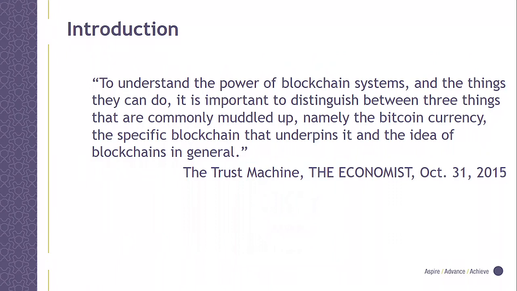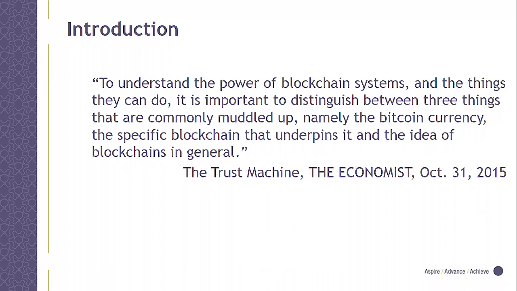It's important to distinguish between three things. These are commonly muddled up, namely the Bitcoin currency, the specific blockchain, and the idea of what blockchain is. So we need to understand, ideally, the difference between a blockchain and a Bitcoin, because mostly people confuse the two terms. I want to put it straight that the technology that Bitcoin uses is actually a blockchain, as you're going to see what this particular blockchain consists of.